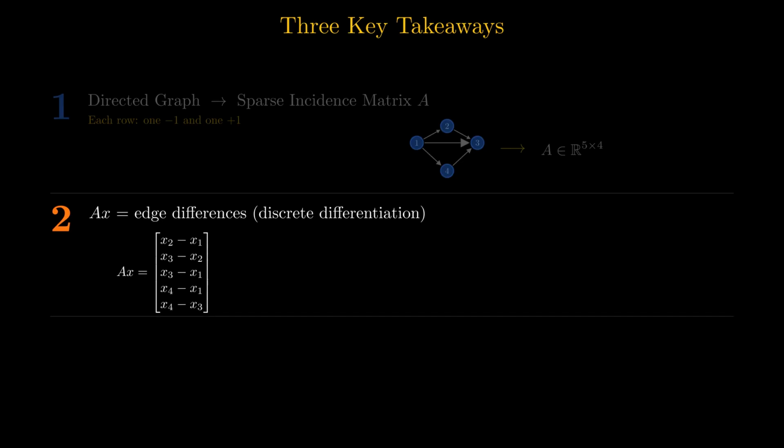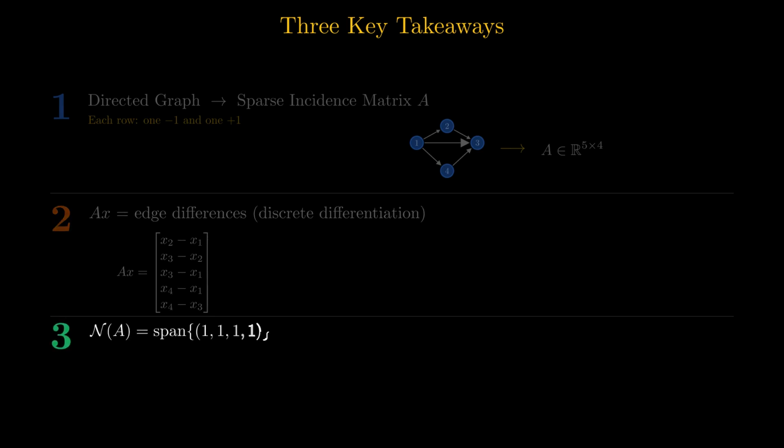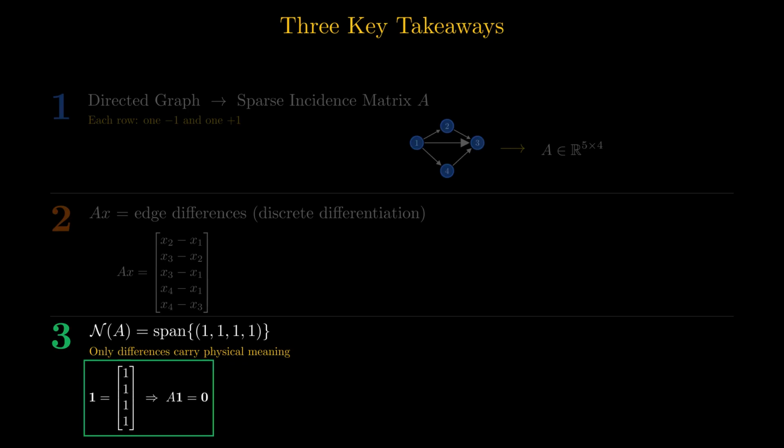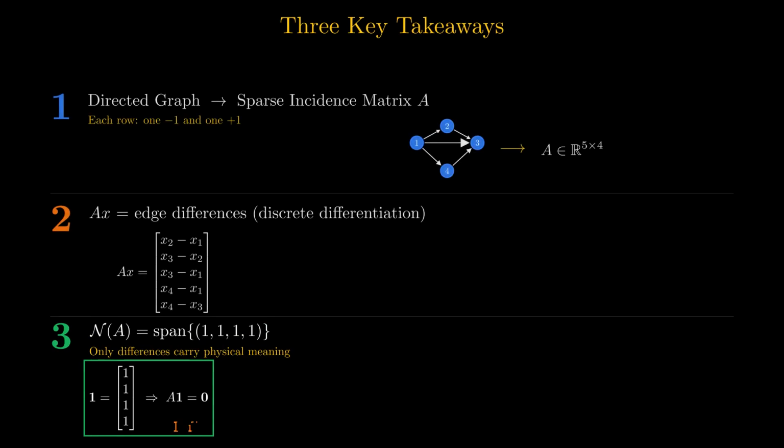A times x gives us the vector of edge differences, x2 minus x1, x3 minus x2, x3 minus x1, x4 minus x1, and x4 minus x3. Third, the null space of A is spanned by the all ones vector 1, 1, 1, 1. This single algebraic fact proves that only differences carry physical meaning. Absolute potentials contain one free parameter that no edge measurement can ever pin down.